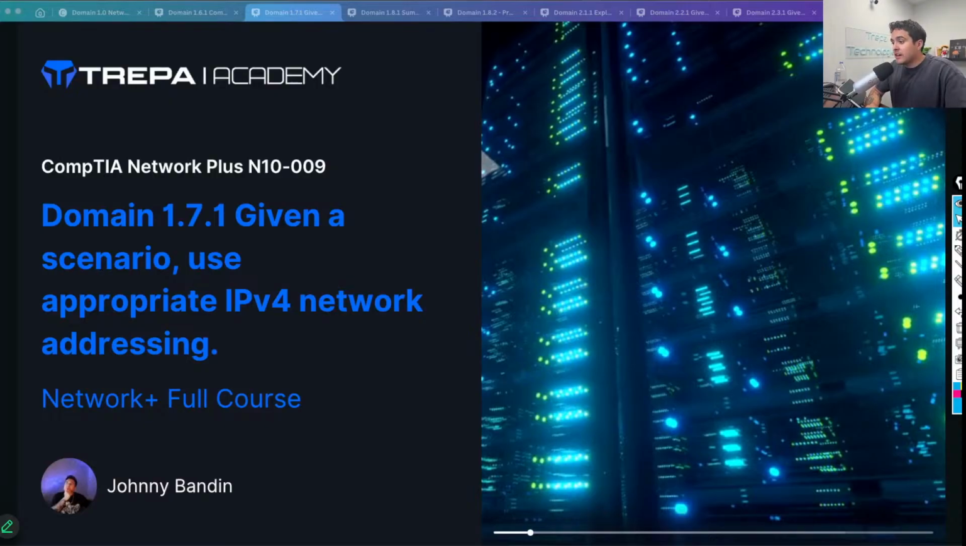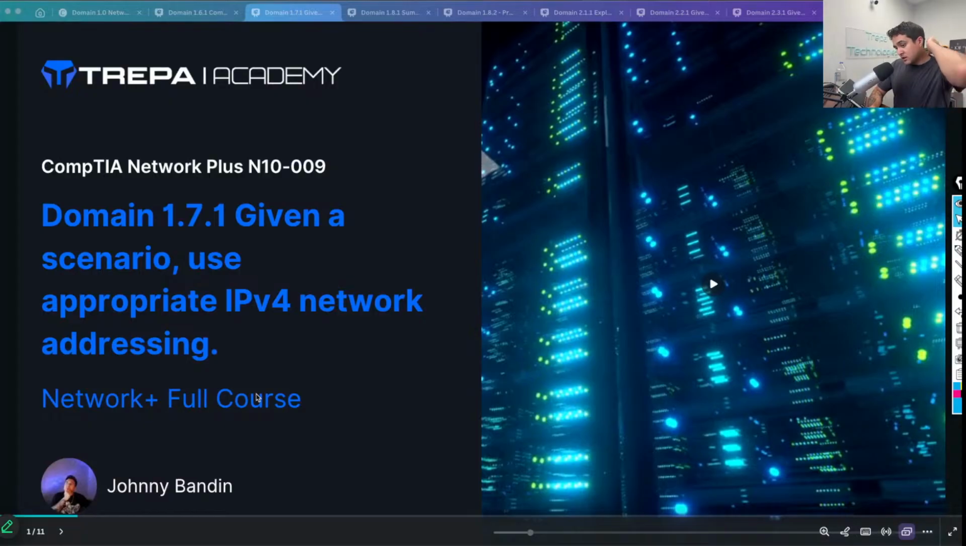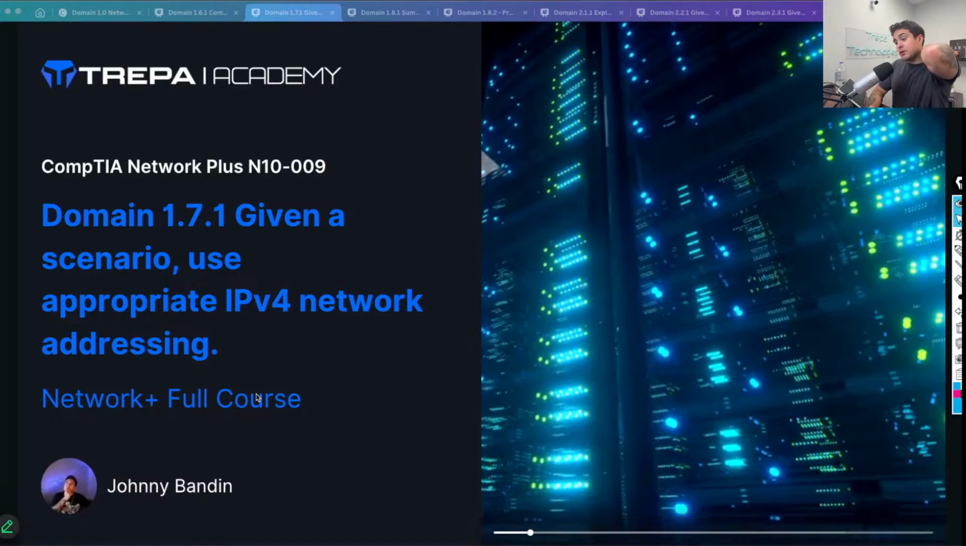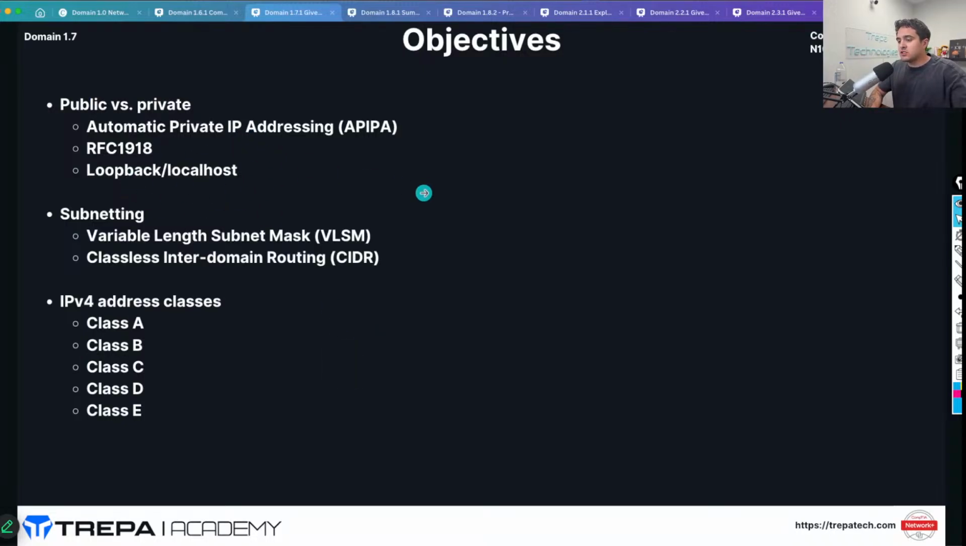Okay, guys, let's go ahead and jump into IP addressing. This is going to be domain 1.7: Given a scenario, use appropriate IPv4 network addressing. So it wants us to start off just jumping right into it and saying, hey, go over public versus private and the different IP types and then start subnetting.